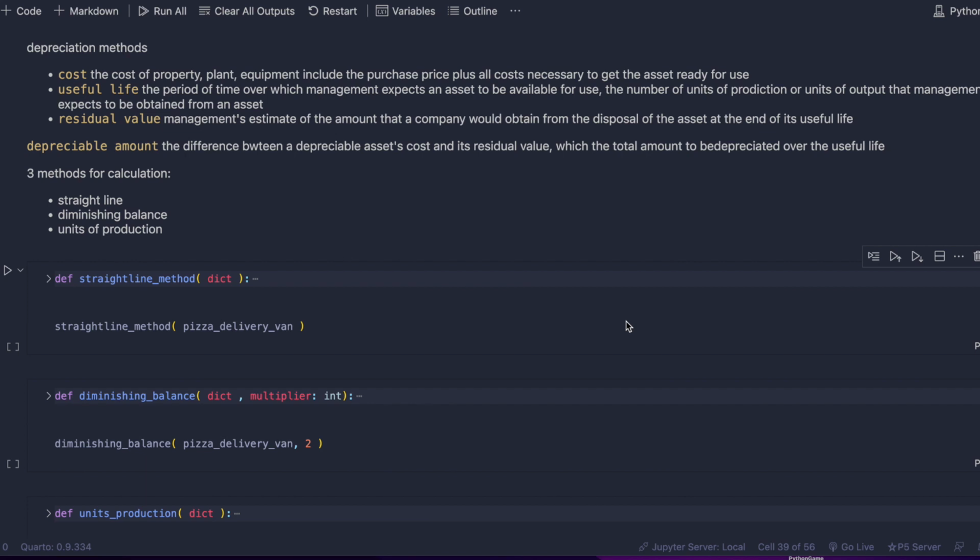This video will show how to calculate three types of depreciation methods, such as straight line, diminishing balance, and units of production.